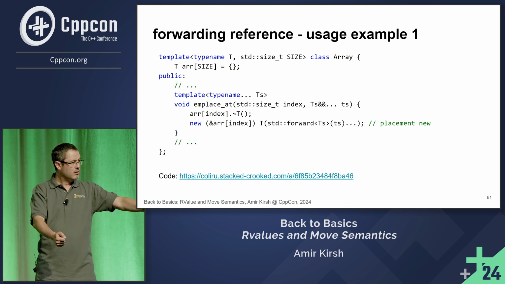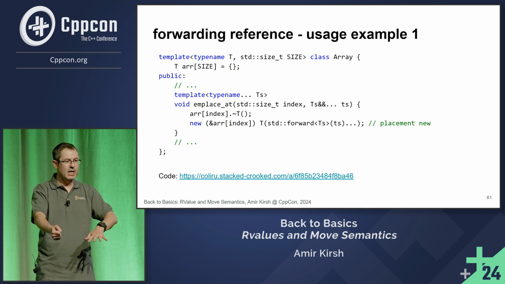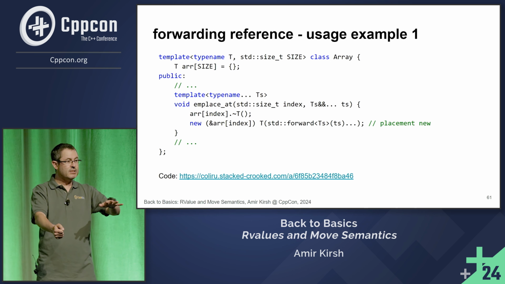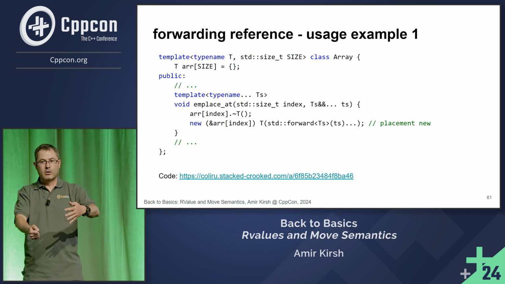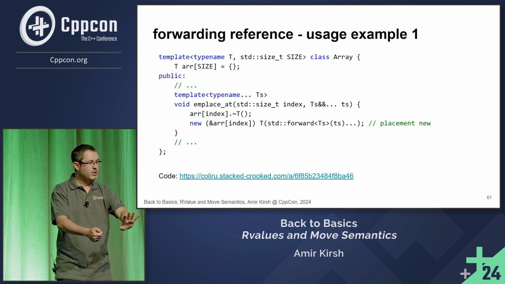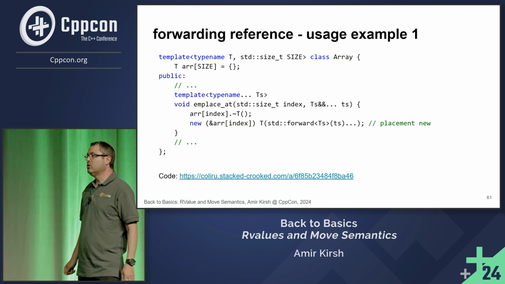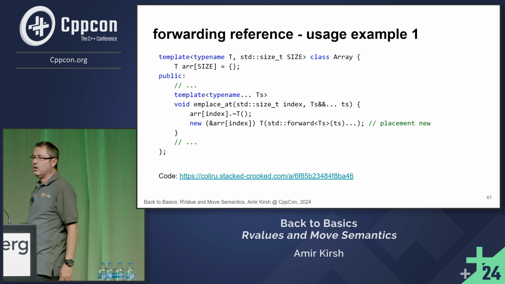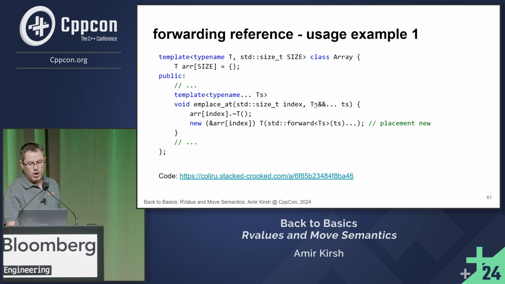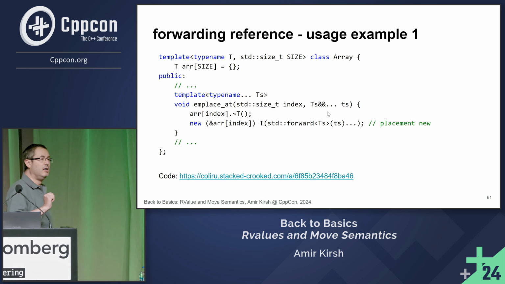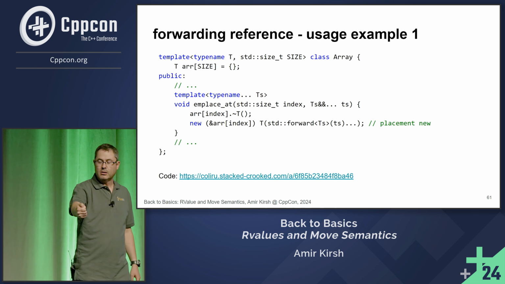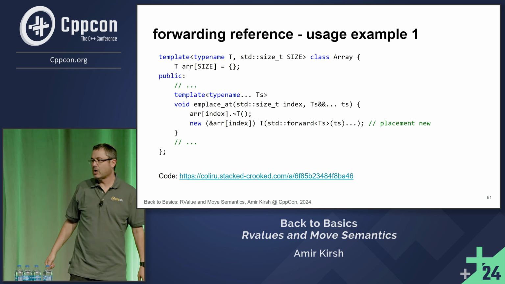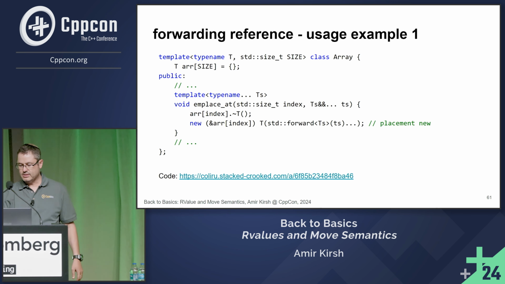If you know that, you can understand why I use placement new here. I actually call the destructor on the old object that was there, and then I create in place the new object using the constructor. But I want to forward to the constructor the values or the objects that I got using their original reference type, be it Lvalue or Rvalue. So I'm using std::forward for that.